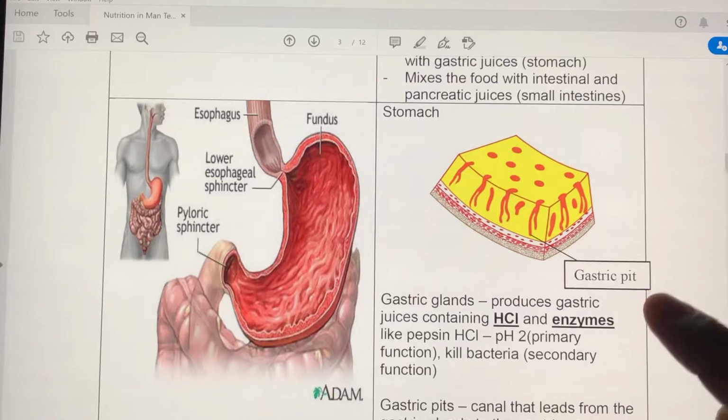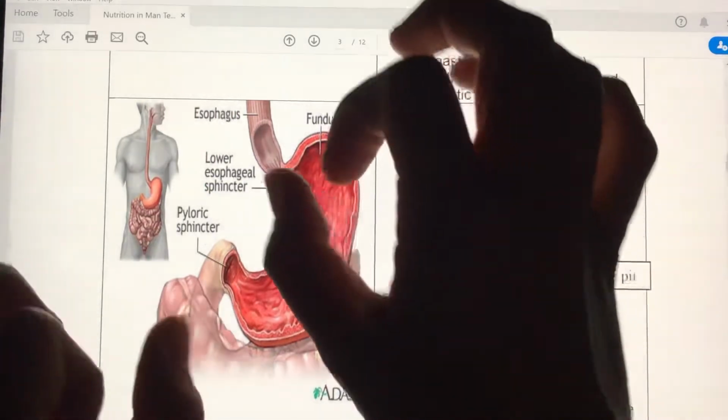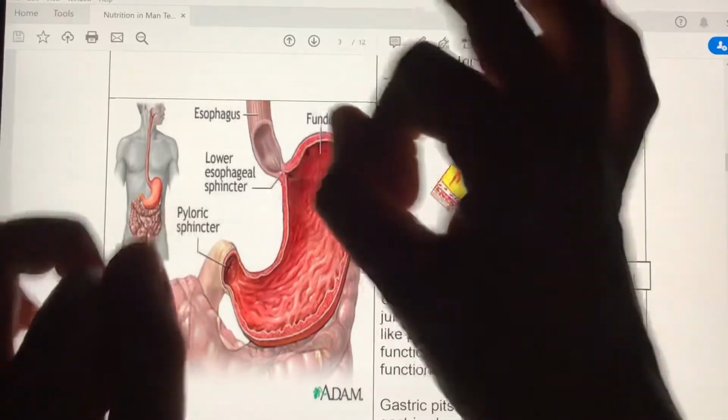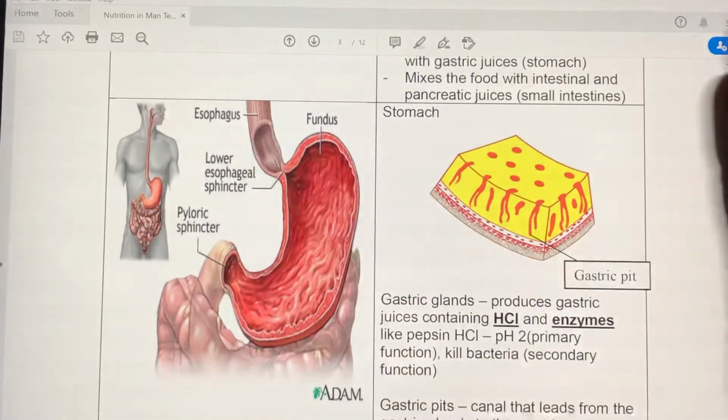These are two sphincters. Basically, the sphincters will close once you stop eating. These two sphincters will close, and it will make the stomach churn. Close it so that as the stomach is churning, the food will not come out of your stomach into the esophagus.